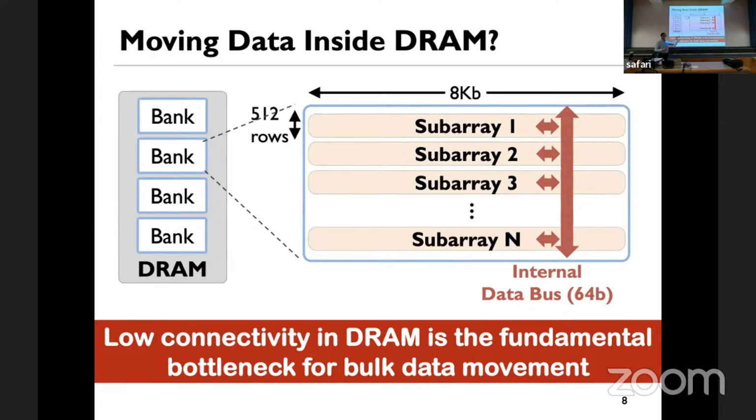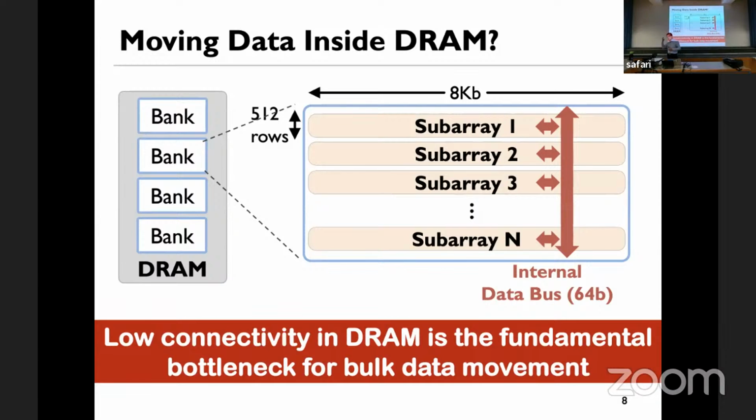The good thing is this is still good for energy because you're not going off chip. You're copying data within the DRAM chip from one subarray to another subarray by using a temporary row in some other bank. But this is not the best you can do, basically. The problem is really you have low connectivity between these subarrays. And by solving that, you can actually make the data movement much better.